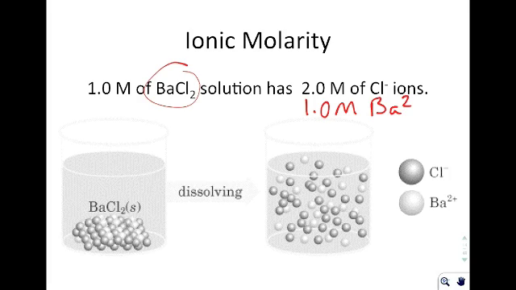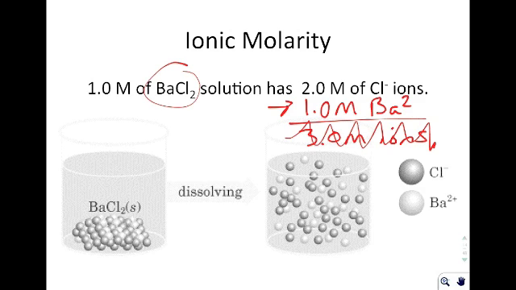Now if I would ask you for the overall ionic molarity, the overall ionic molarity would be 3 moles of ions, or 3 molarity of ions. Now generally speaking, we don't look at that because that's not really something we're interested in, but you will be asked to look at individual molarities for ions.